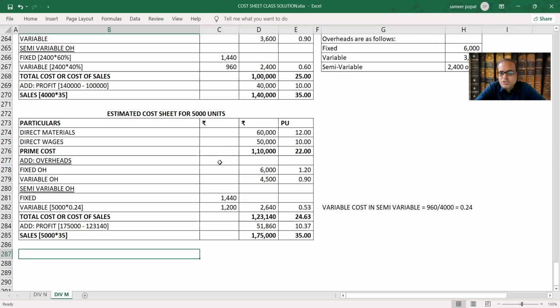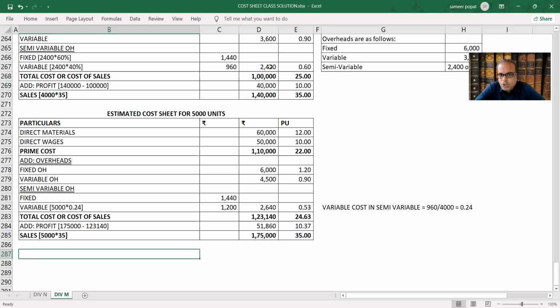In case of fixed cost, its total cost will remain the same. And in case of variable cost, its per unit cost will remain the same. So since per unit variable cost was not given, we calculated that per unit variable cost and the same was applied for 5,000 units. So we got the total amount of variable. Now take the total of fixed and variable. You will get the total that is semi-variable.